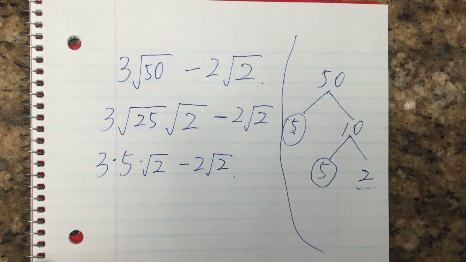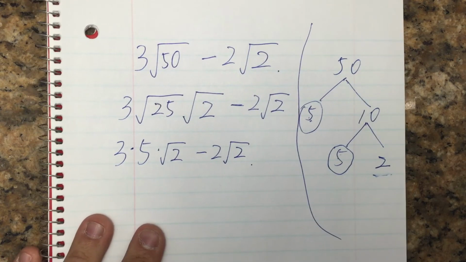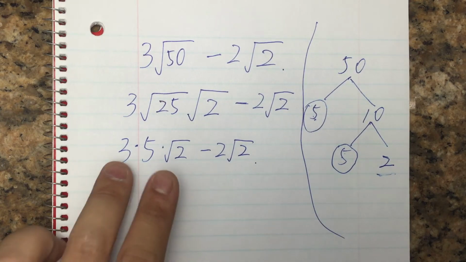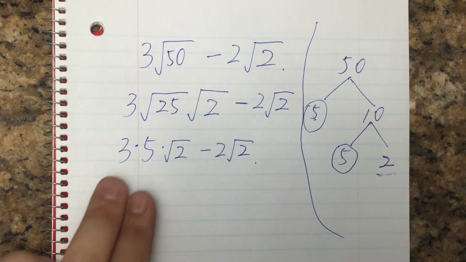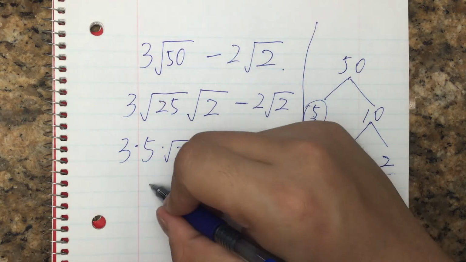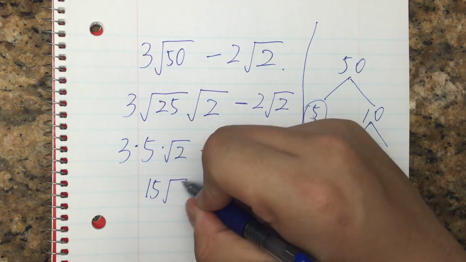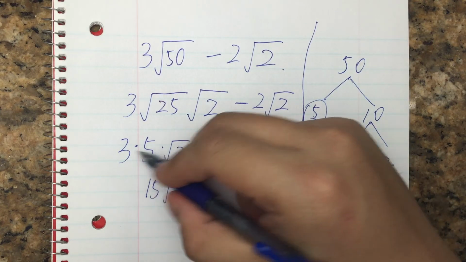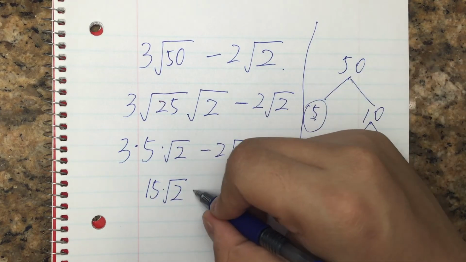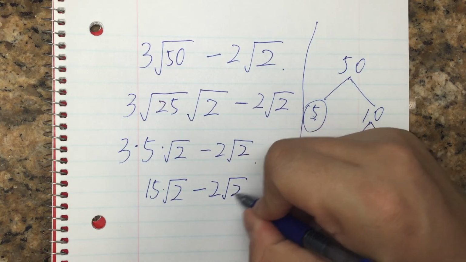Copy down everything we didn't touch yet. The next step we can do is multiply 3 by 5. We get 15 times the square root of 2 minus twice the square root of 2.